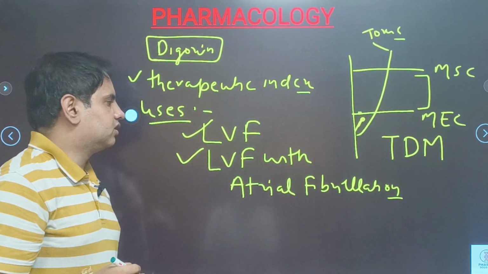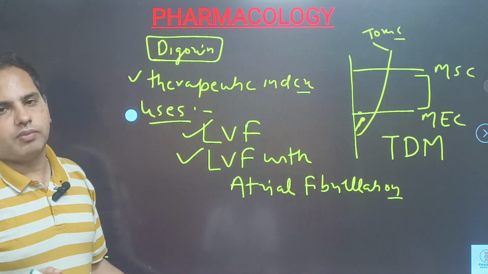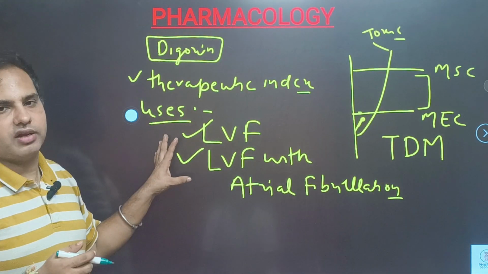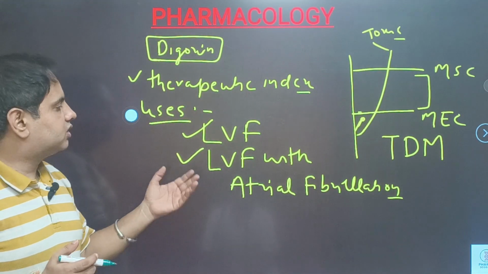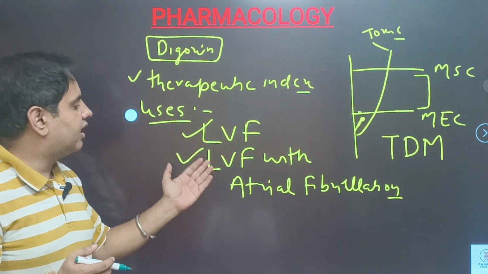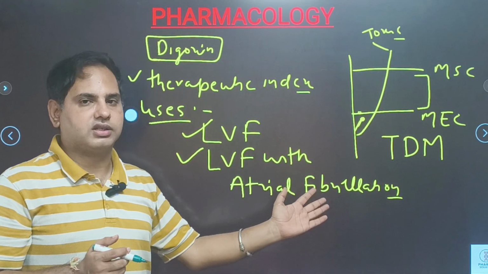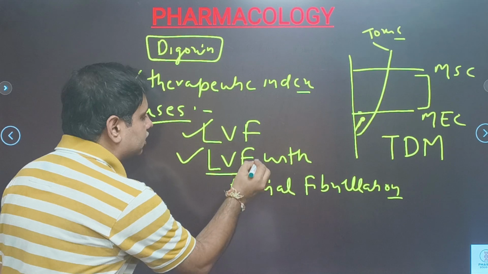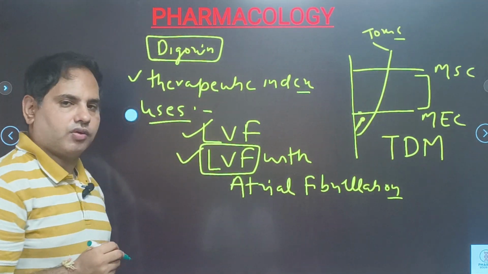Atrial fibrillation. If a patient is suffering from left ventricular failure with atrial fibrillation, digoxin is a very good drug. Why is it a very good drug for patients having left ventricular failure with atrial fibrillation? The reason is, you know how digoxin is helpful in left ventricular failure.